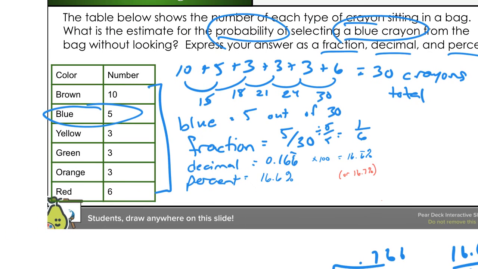So what this tells me, in summary, is that the probability of selecting a blue crayon would be either 5 out of 30 or 1/6. The probability is 1/6 that I will get a blue crayon. We can say the probability is 0.1666 repeated, and the probability of getting a blue crayon is 16.6%.